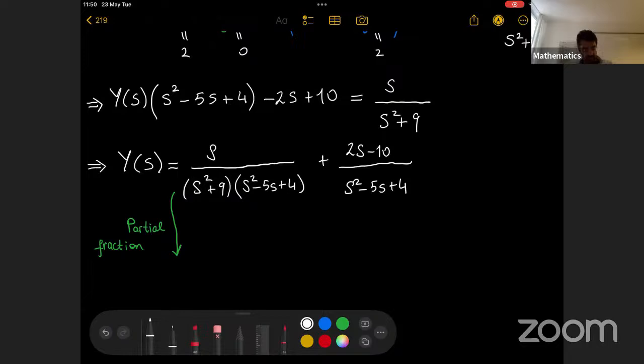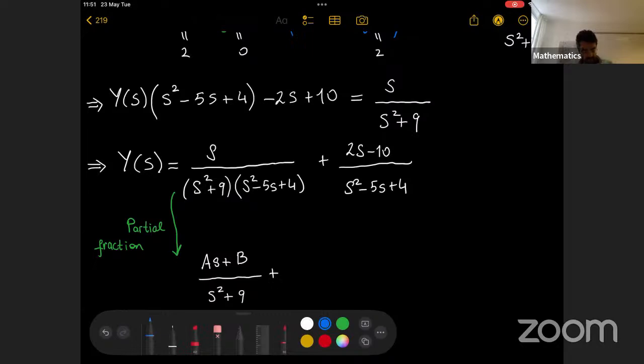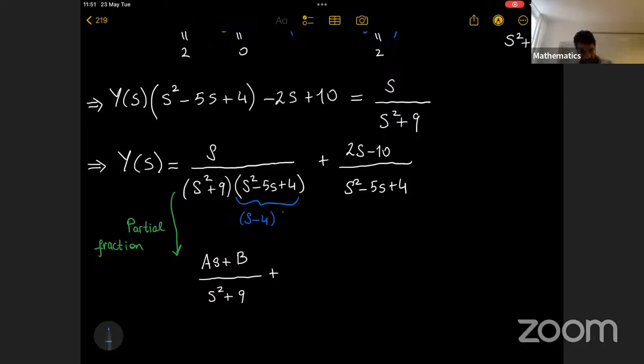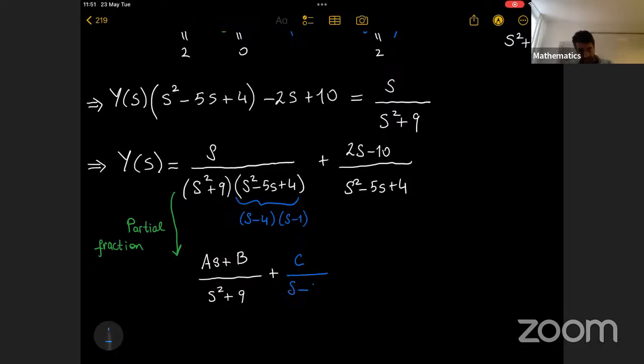It's like, how do you write this? It's like (as plus b) over s squared plus 9. This is the term corresponding to s squared plus 9, plus, well, this one you can split as s minus 4, s minus 1. So it's like c over s minus 4 plus d over s minus 1. And then equalizing the denominators, you can find a, b, c, d here.